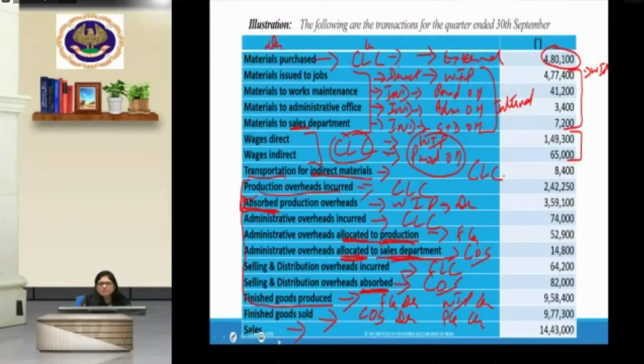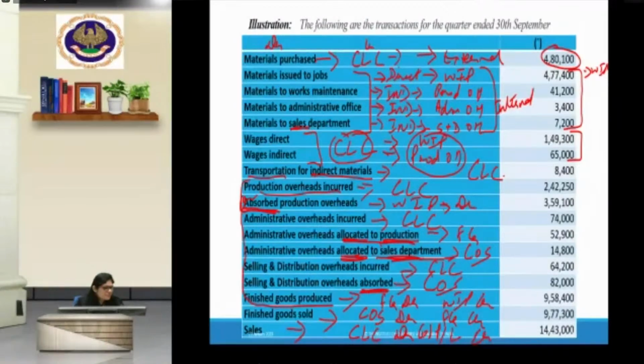Sales. Which account will be debited and which account will be credited? So sales, CLC will be debited and costing profit or loss account will be credited. You remember in profit or loss account, we always write by sales. So costing profit or loss account will be credited.